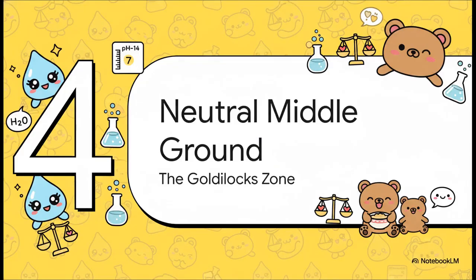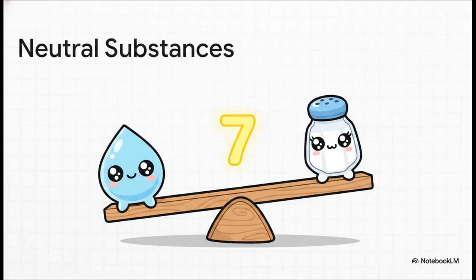Which brings us perfectly to Section 4, the neutral middle ground, the Goldilocks zone. We've finally reached the dead center of the 0 to 14 scale. At exactly pH 7, substances are considered completely neutral. They have neither acid nor base qualities. Pure drinking water sits precisely here. But interestingly, so does common salt. Salt actually contains both a strong acid and a strong base, which basically cancel each other out, meaning it does not get hydrolyzed. It exists in perfect, peaceful balance at exactly 7.0.